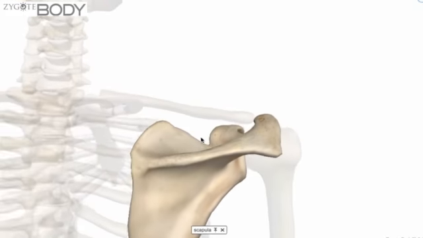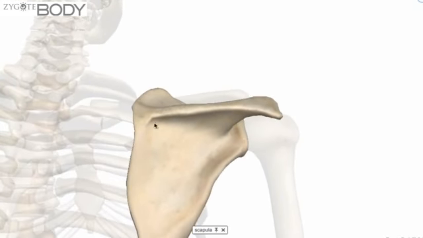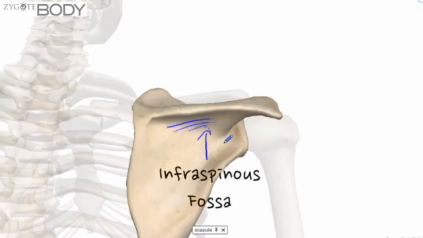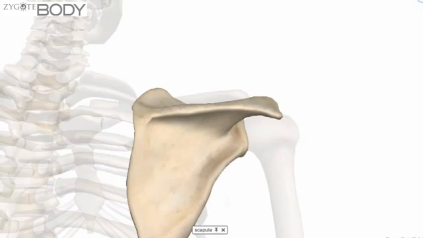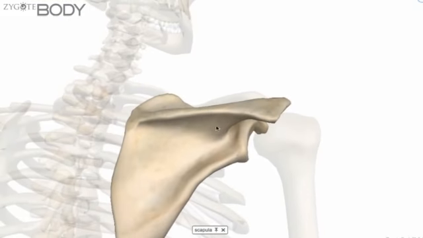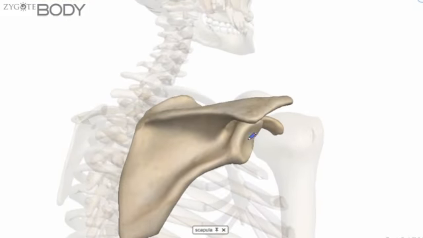Rotating again to the inferior side of the spine, you see another fossa, and this is called the infraspinous fossa. Another thing that I would like to show you here is a notch that you find right here. This notch is connecting the supra- and the infraspinous fossae. So it connects the two fossae.